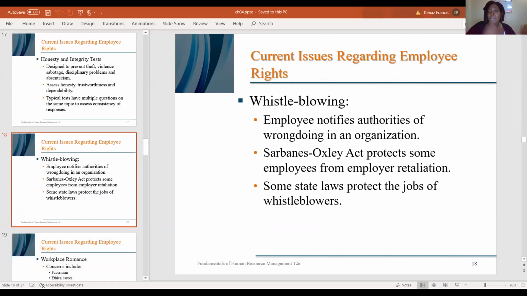Whistleblowing. Employee notifies authority of wrongdoing in the organization, right? And you also have an act that would protect the employees from employer retaliation. Some state laws protect the job of the whistleblower as well. So if you are the whistleblower, it would actually protect you.